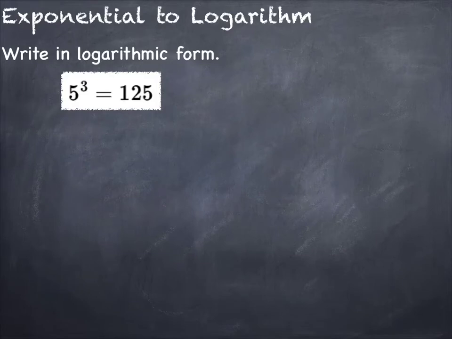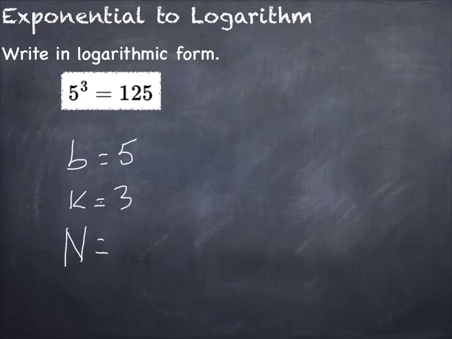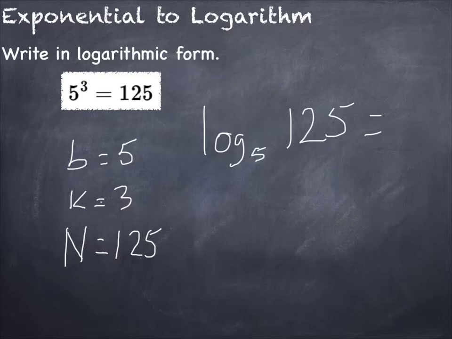If we work in the other direction, b is 5, k is 3, n is 125. We want to write it in the form of a log, so log base 5 of 125 equals 3. If I was looking at log base 5 of 125 equals 3, what this is really saying is, what number do I raise 5 to the power of? So 5 to the power of what gives me 125? Well, in this case, 5 to the 3rd power is 125.